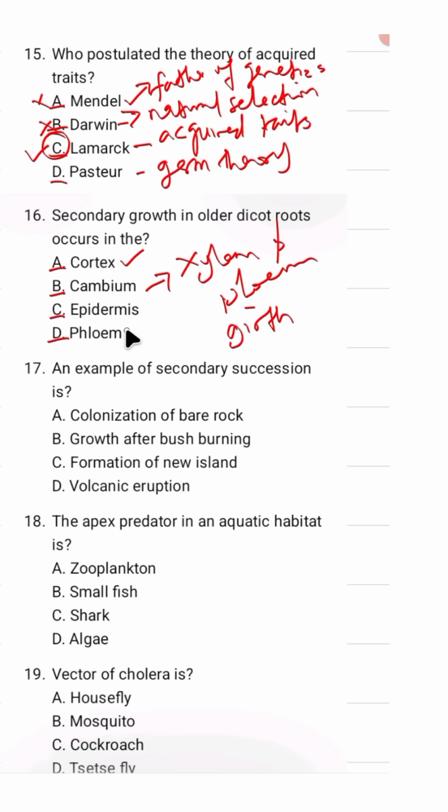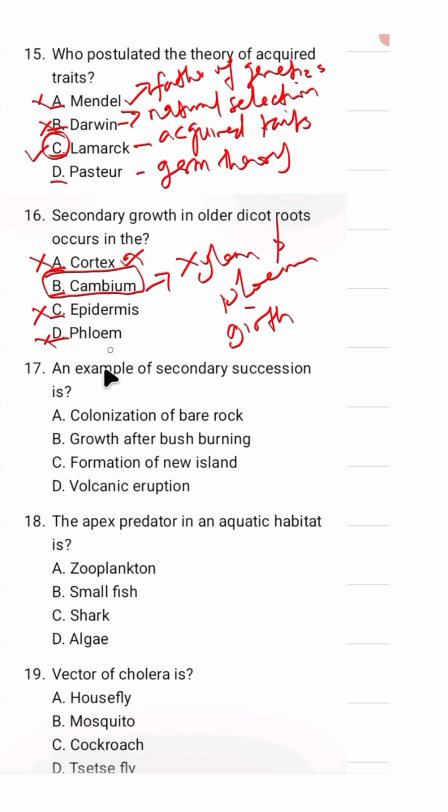Let's look at the next one. Epidermis. Epidermis is the outermost layer of cells in plants, so it serves as a protection layer. It is not responsible for secondary growth. While phloem is just a vessel responsible for transporting food and nutrients. It has nothing to do with secondary growth, like we said earlier. So let's cancel these two guys. Cancel this one. Cancel this one. Let's mark this one. So the answer is cambium. Cambium is responsible for secondary growth in older dicot roots.